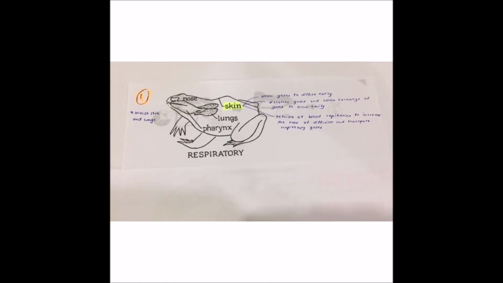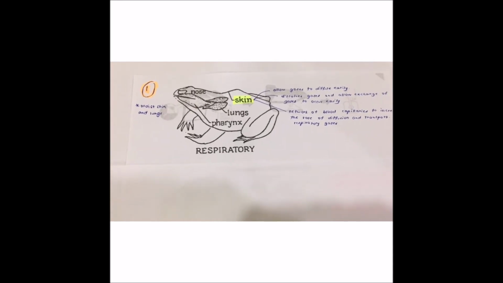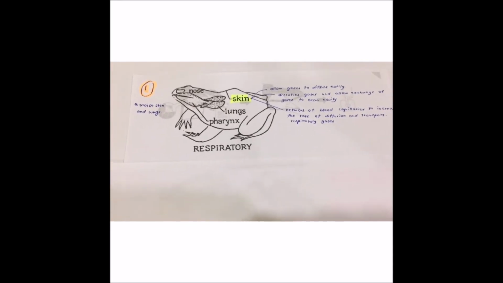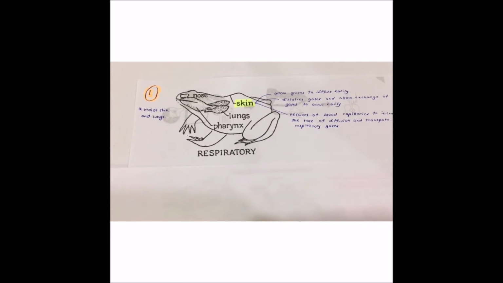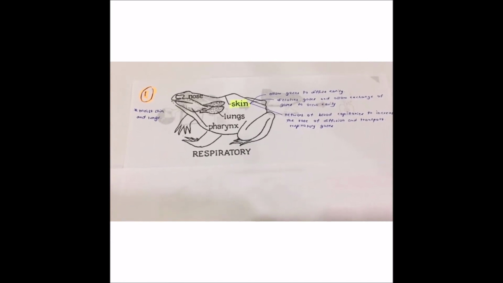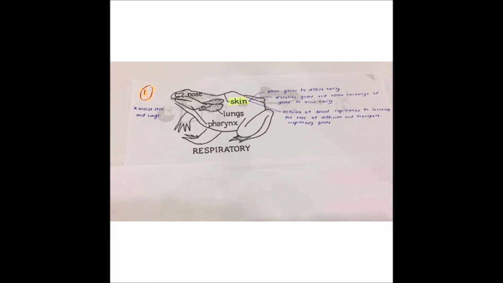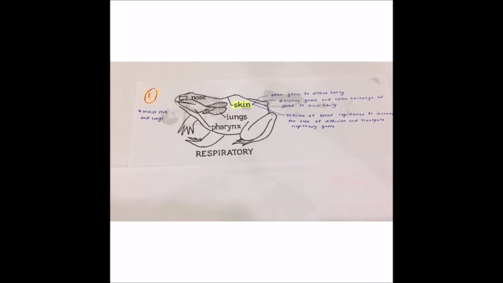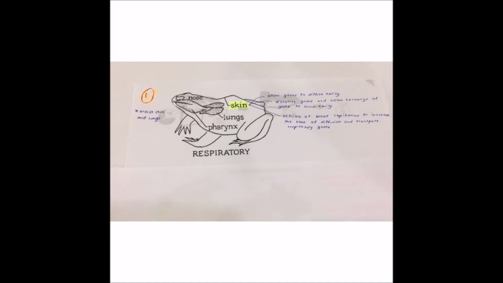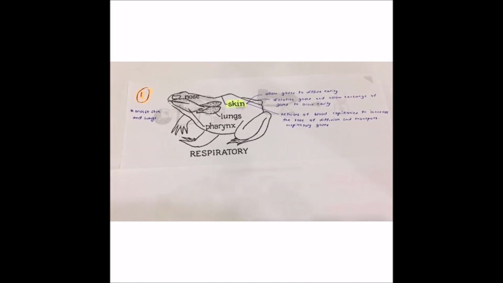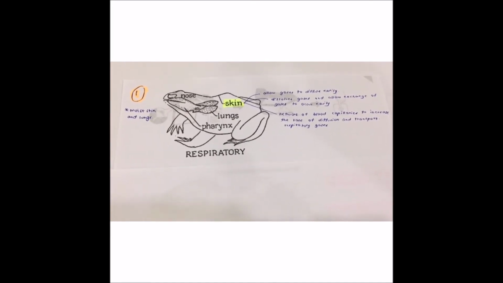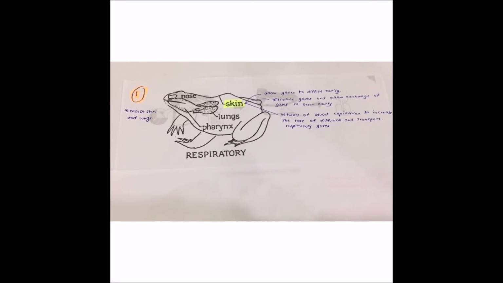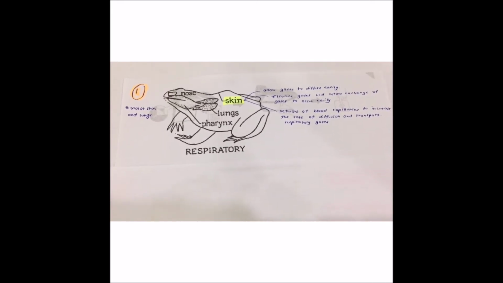What are the adaptations of the frog skin for gases exchange? So it has thin skin which allows gases to diffuse easily. Its moist skin dissolves gases and allows the exchange of gases to occur easily. At the underlying layer of the skin, there is a rich network of blood capillaries which increases the rate of diffusion and transport of respiratory gases.